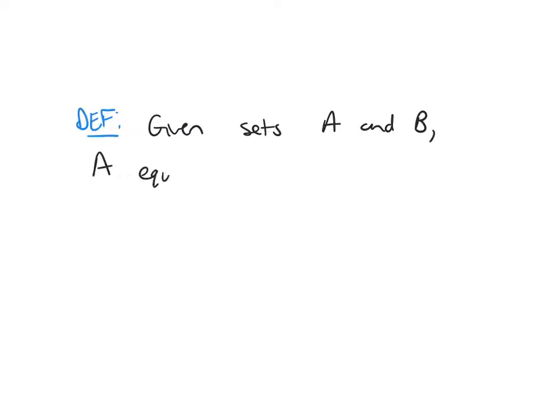All right, so now let's talk about what it means for two sets to be equal. So we're going to start with the definition. We're going to say given sets A and B, A equals B. And the way we're going to denote this is with an equal sign, just like you would think.